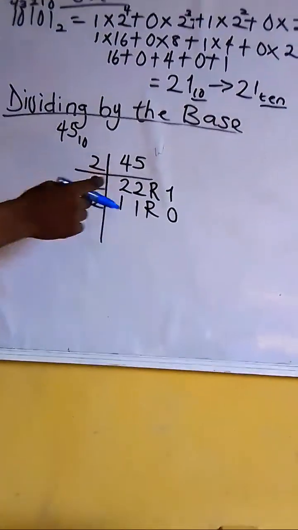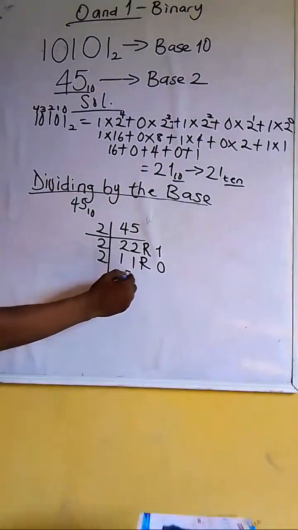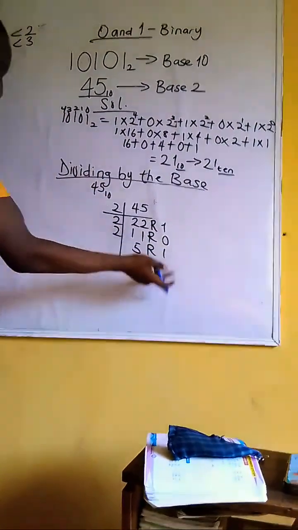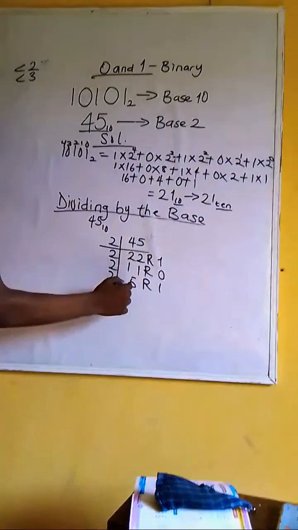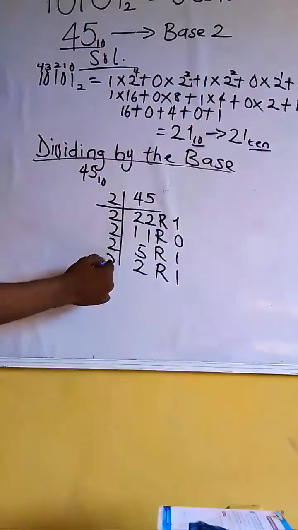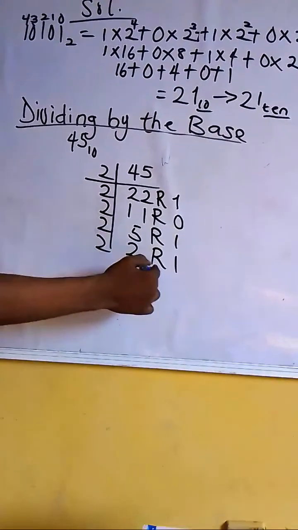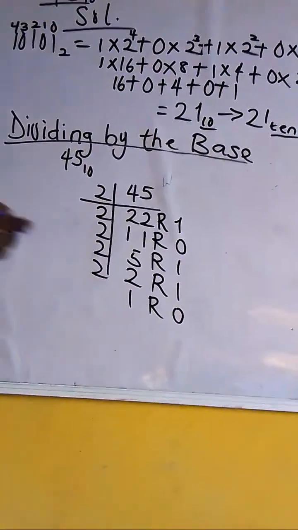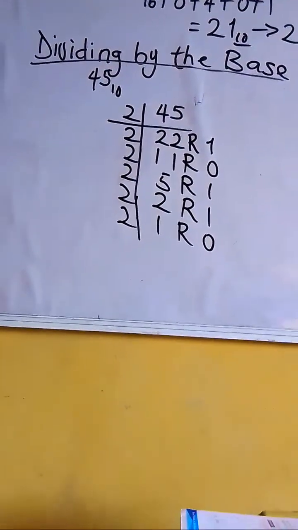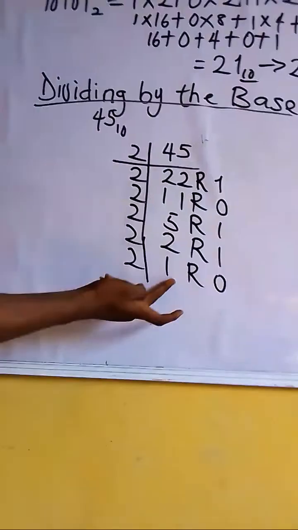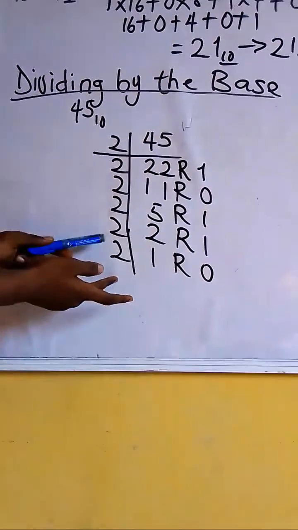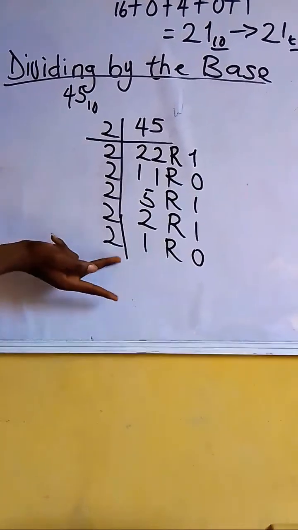So we divide by 2 again. 2 in 11 gives us 5, remainder 1, so we put our 1. 2 in 5 gives us 2, remainder 1. 2 in 2 gives us 1, remainder 0, because it did not remain anything. Now 2 in 1. What do we have here? The number here is less than the base we are using to divide. This number 1 is less than this number 2.